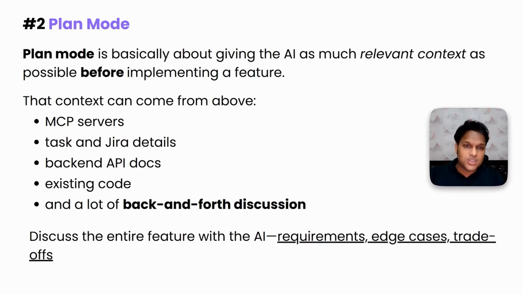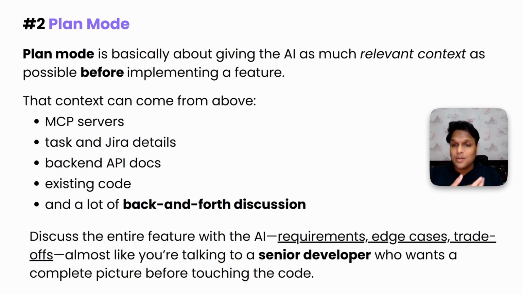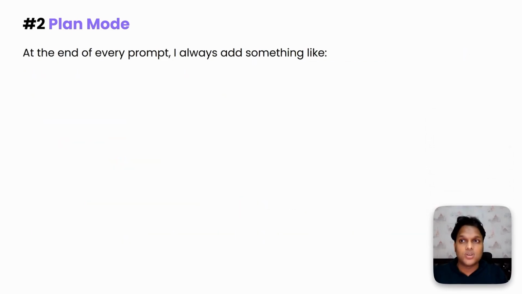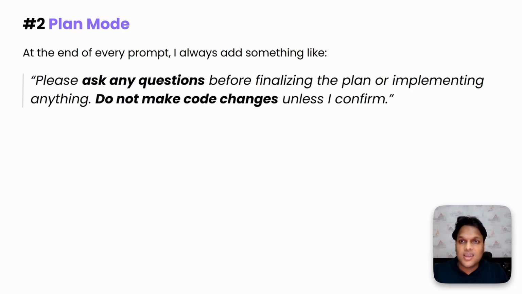Discuss the entire feature with AI: requirements, edge cases, trade-offs, almost like you're talking to a senior developer who wants a complete picture before touching the code. And at the end of every prompt, I always add something like, please ask any questions before finalizing the plan or implementation. Because what I observed is the AI is eager to start doing something, to create that plan, or if you're in agentic mode, to start writing the code fast. So it stops it. And do not make code changes unless I confirm.